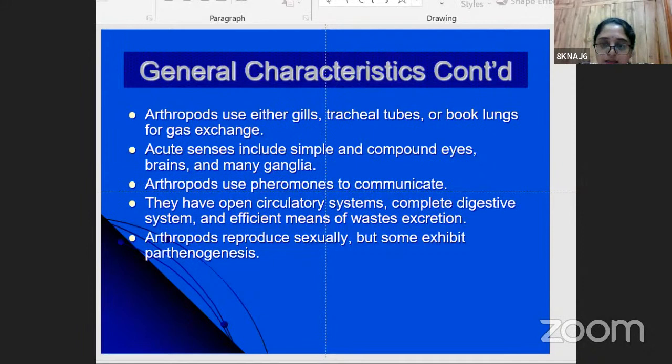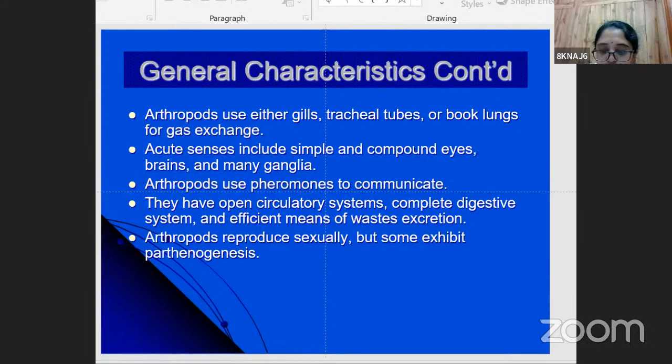And when it comes to the excretory system, you have different kinds of excretory systems such as Malpighian tubules, green glands or antennary glands, coxal glands. And then one feature which you get to see is that there are no cilia or flagella present in this particular phylum. Internal fertilization, open circulatory system, complete digestive system, mouth to anus, and extremely efficient means of waste excretion. In fact, a lot of conservation of water is seen because of the kind of environments it's present in.